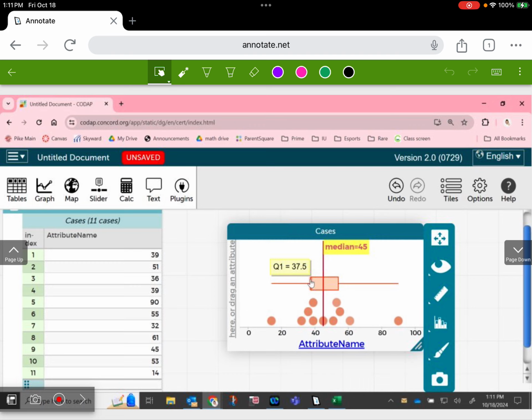Did I type something in wrong? Oh, I didn't hit the double 30 legs. My data's a little off. What did I miss? 36, 39, 90, 55.